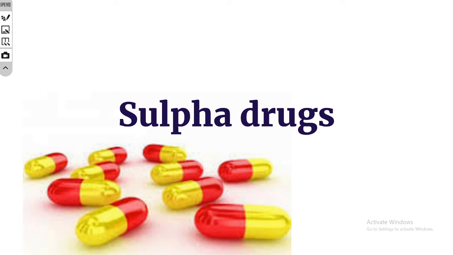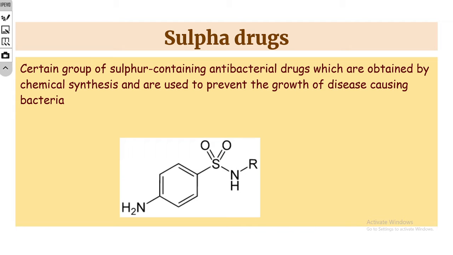Before penicillin became sufficiently available, the sulfur drugs were the drugs of choice in the treatment of infectious disease. Their popularity as antibacterials continued for decades even after the advent of penicillin and other antibiotics. So now, what are sulfur drugs? Sulfur drugs are a group of sulfur-containing antibacterial drugs which are obtained by chemical synthesis and are used to prevent the growth of disease-causing bacteria.